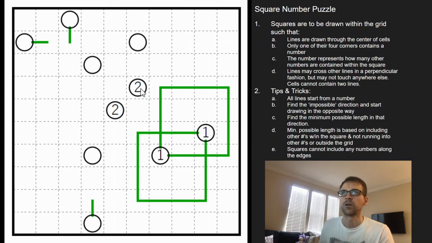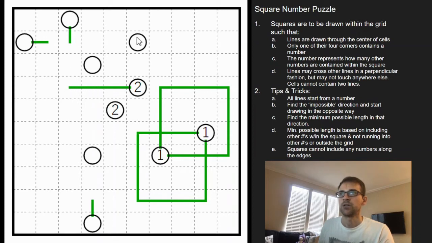Now let's start working on the 2's. This 2 here can't come to the right because it would run against this other line. So it has to come to the left. This is too short, right? If I come down, it's not going to include enough numbers. If I go up, it's not going to include any numbers. So I have to keep going. And again, that's too small. If I come down, it's only going to include 1 digit.